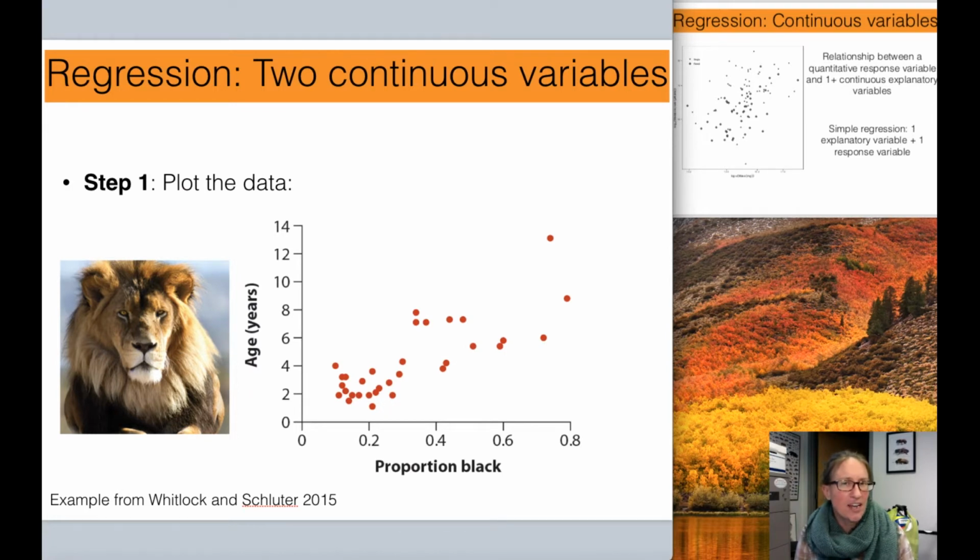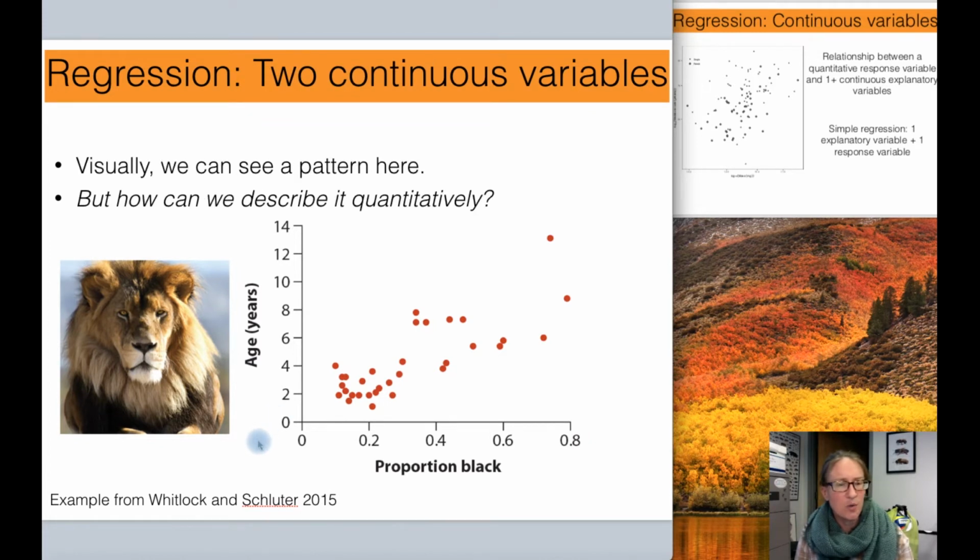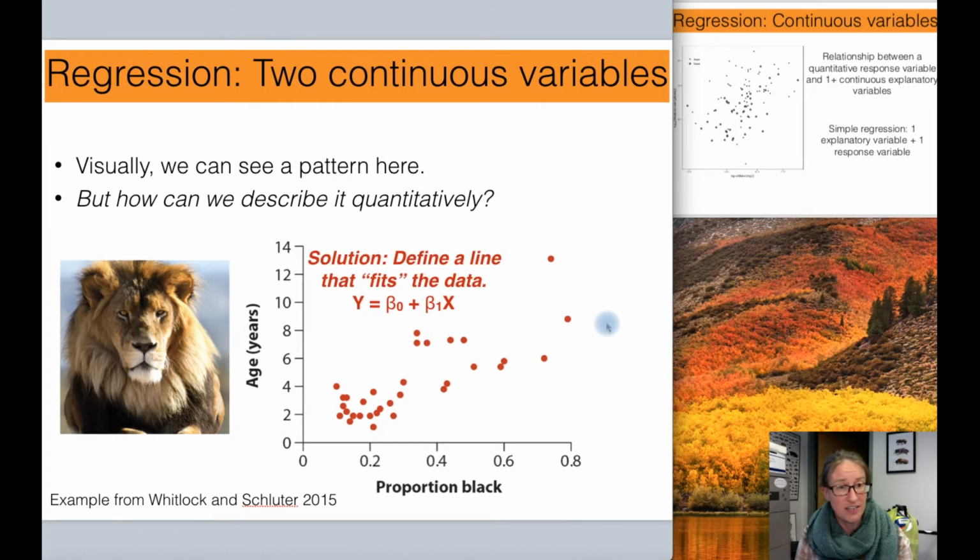So for addressing this question and for addressing other questions of this nature, the first step is always to plot your two continuous variables. Here on my x-axis, I've got the proportion of a lion's nose that is black, and then on the y-axis, I've got how old that lion is in years. If we just look at this visually, we can see a pattern, right? Younger lions have less black noses, and older lions have noses that have proportionally more black on them.